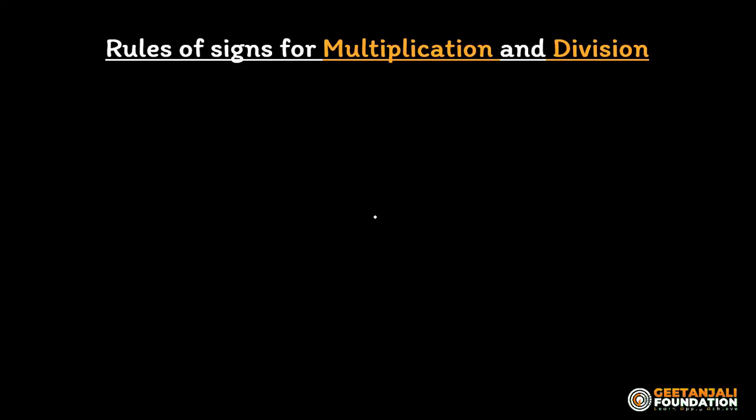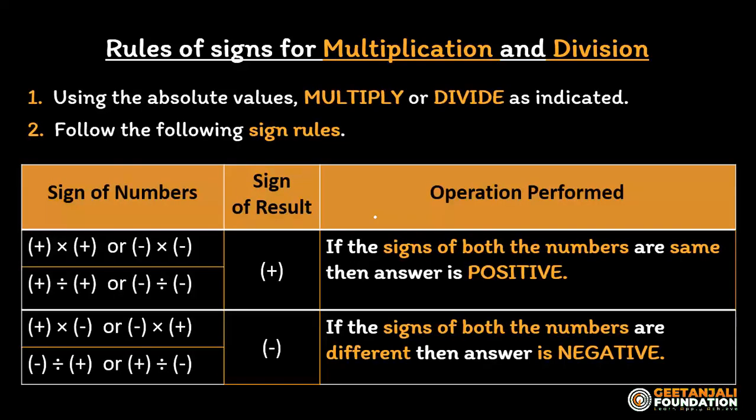Rules of signs for multiplication and division. When you multiply or divide two numbers, if both of them are of the same sign, the result is going to be positive. It doesn't matter whether you multiply them or divide them. Now, if the numbers are of different signs, one positive and the other negative, the result is going to be negative in case of multiplication and division.